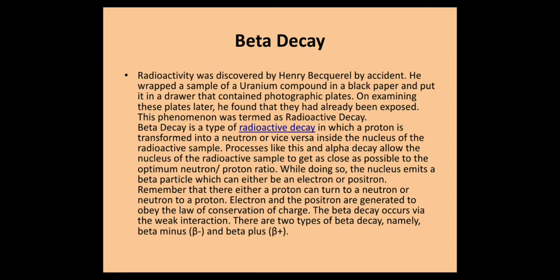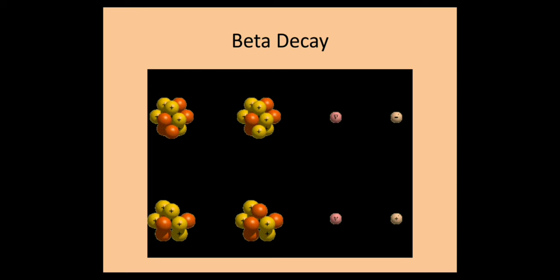Remember that either a proton can turn into a neutron or a neutron into a proton. The electron and the positron are generated to obey the law of conservation of charge. Beta decay occurs via the weak interaction. There are two types of beta decay, namely beta minus and beta plus. This is an example of beta decay.